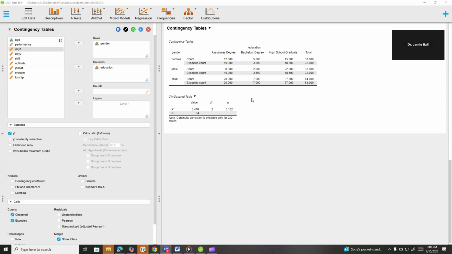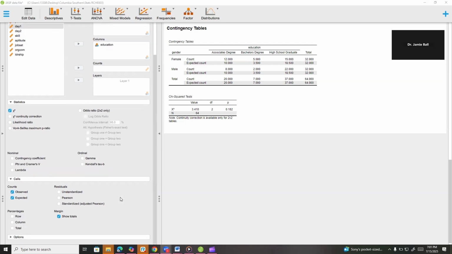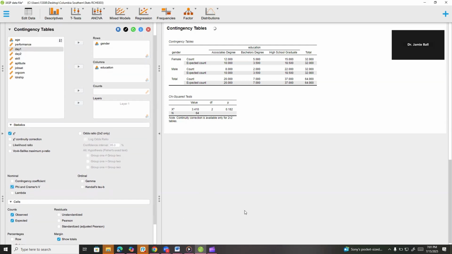Now, if I had a significance, and I don't, this failed. Okay, so there's no association between gender and education in my data. But let's say there was. P was 0.05 or less. I would order an extra test, a post-hoc test. And in this case, I would pick a phi and Cramer's V. So under statistics, I'll check that box and it'll give me another table.